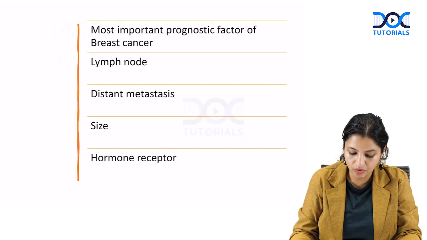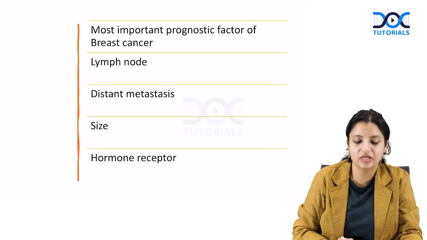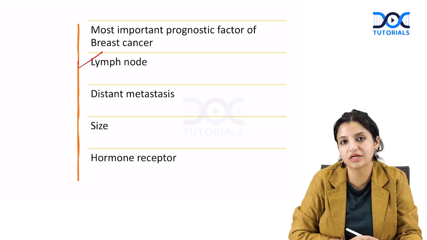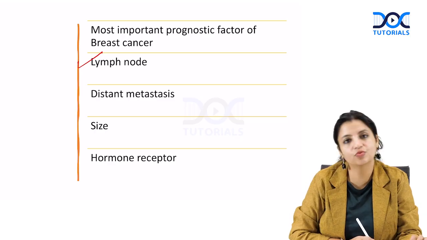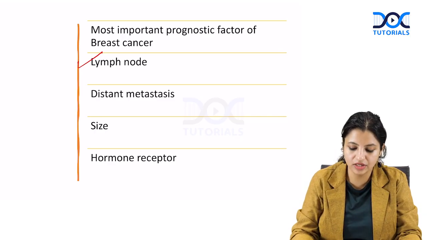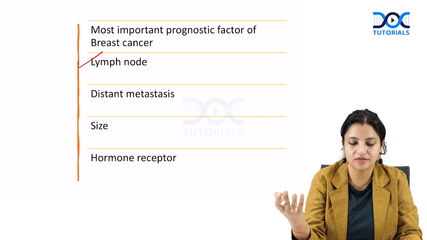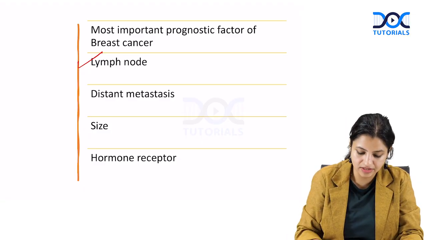What is the most important prognostic factor of breast cancer? All of you know that lymph node metastasis is one of the most important prognostic markers, and that is why we do sentinel lymph node mapping. That is the first lymph node to which the cancer has spread. If the sentinel lymph nodes are involved, we know that the cancer has spread to the lymph nodes and the surgery has to be extensive. So lymph node metastasis is the most important prognostic factor of breast cancer.